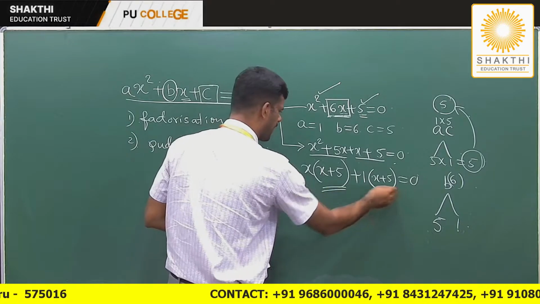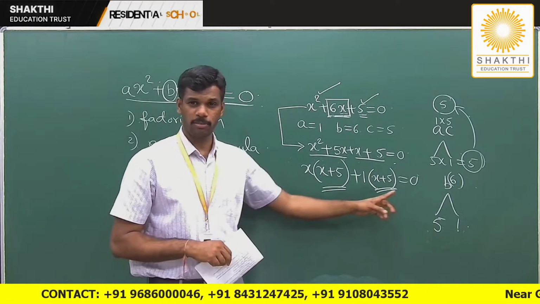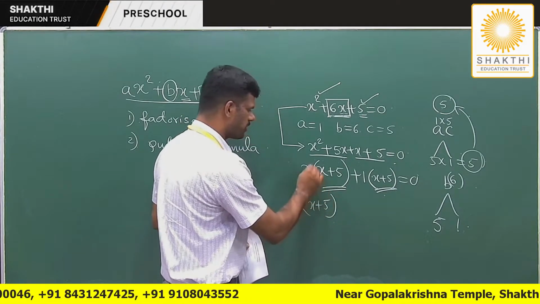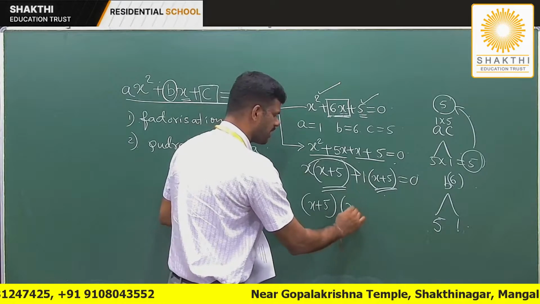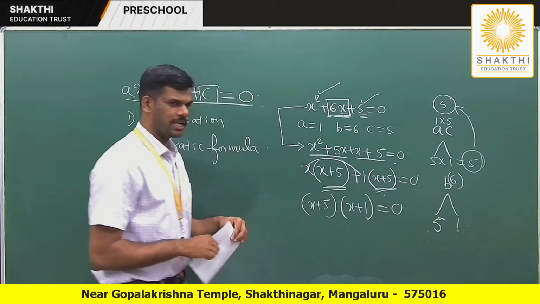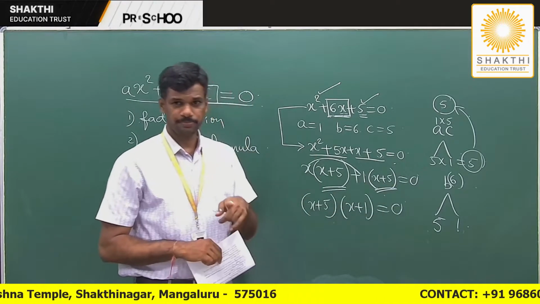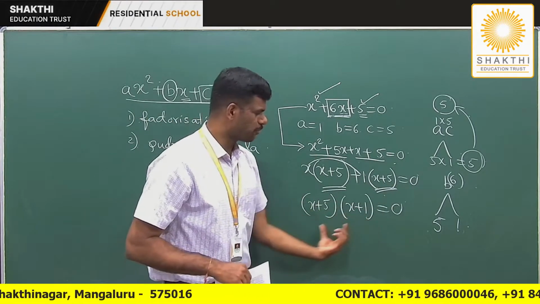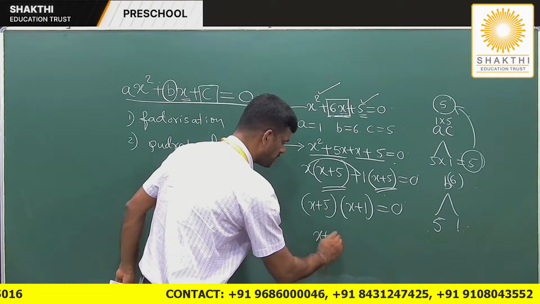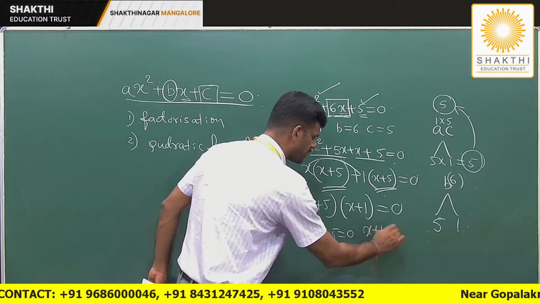Can you understand that x plus 5 and x plus 5 are the two common things? I take x plus 5 as common. What is remaining? I remain with x plus 1, which is equal to 0. Now the matter is very clear. If the multiplication of two numbers is equal to 0, you should have either of them equal to 0. Either x plus 5 is equal to 0, or x plus 1 is equal to 0.